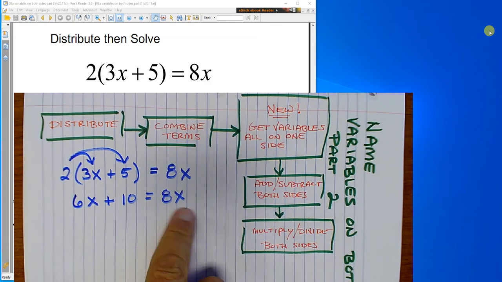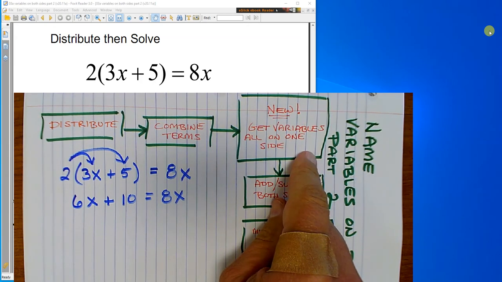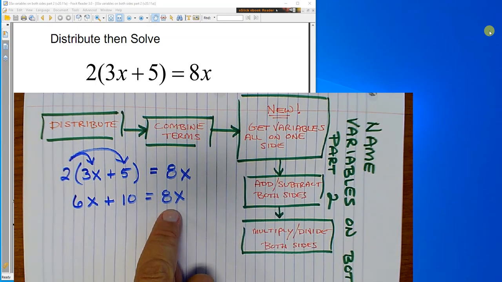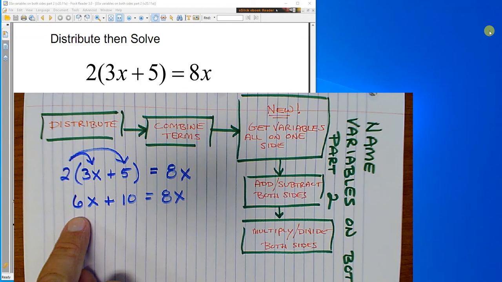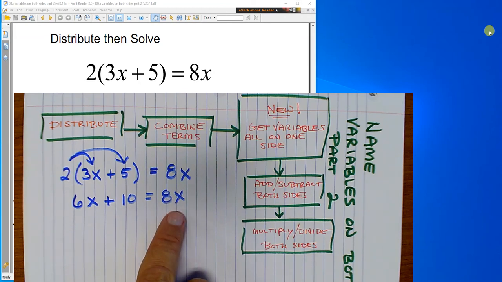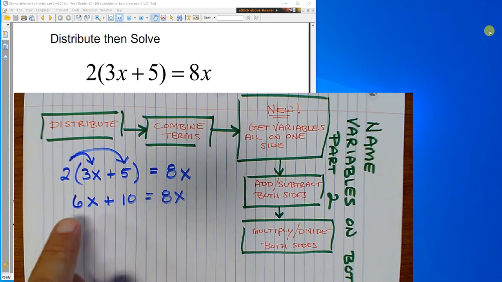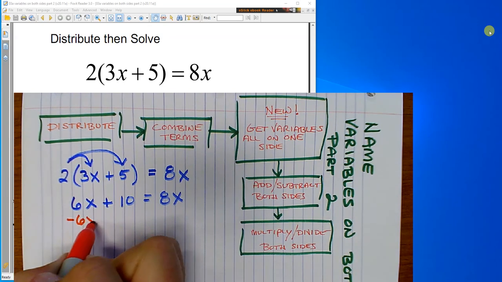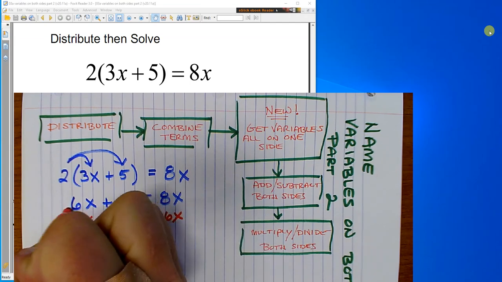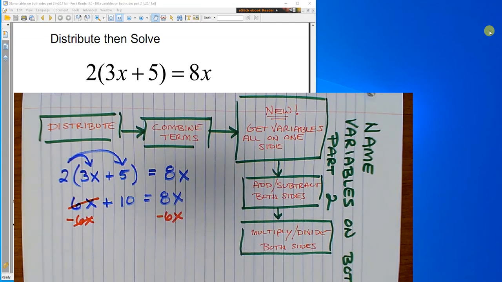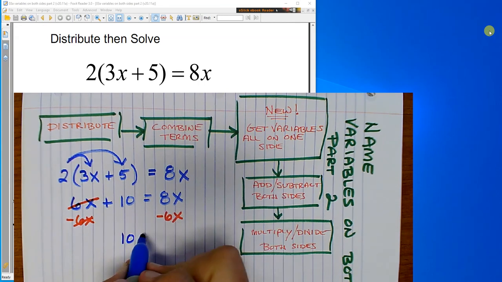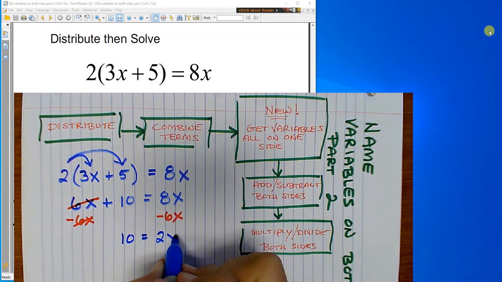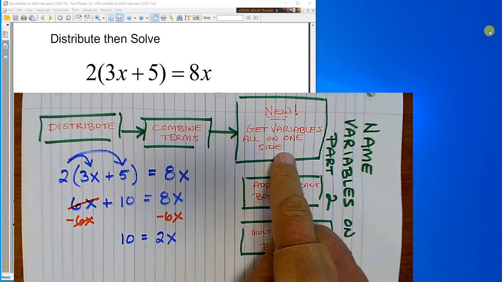Combine terms. Well, there's no combining that I can do at this stage. New, get the variables on one side. I can either subtract 8x from both sides or subtract 6x from both sides. I do not like to have a 0 on one side. It messes with my brain. So I'm going to subtract 6x from both sides. That's going to give me 10 equals 2x. So I did the get variables on one side.